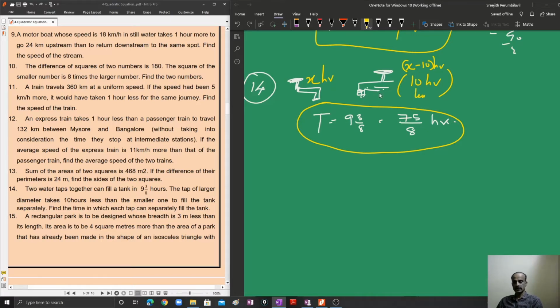And the second one takes 10 hours less. That means the total time taken is 75 by 8. So you have been asked to find the time taken by individual taps. Okay, let us start doing.